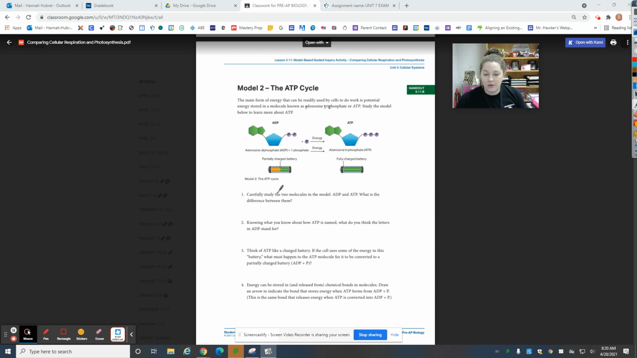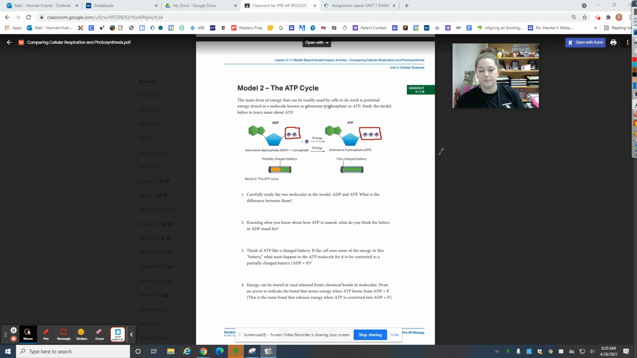So number 1 says carefully study the two molecules in the model, ADP and ATP. What is the difference between them? The difference is ADP has 2 phosphate molecules and ATP has 3 phosphate molecules.